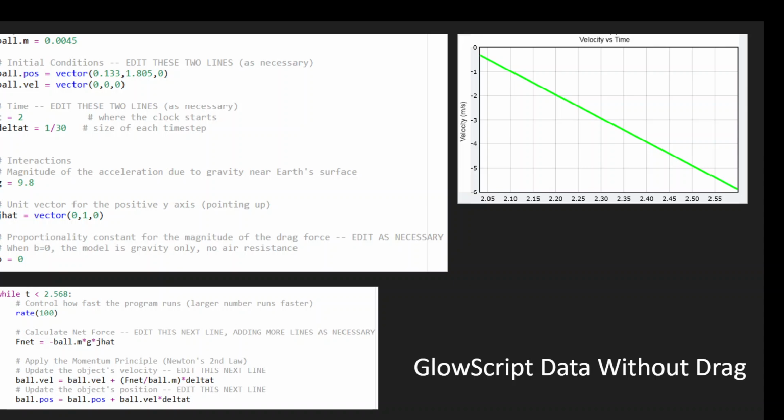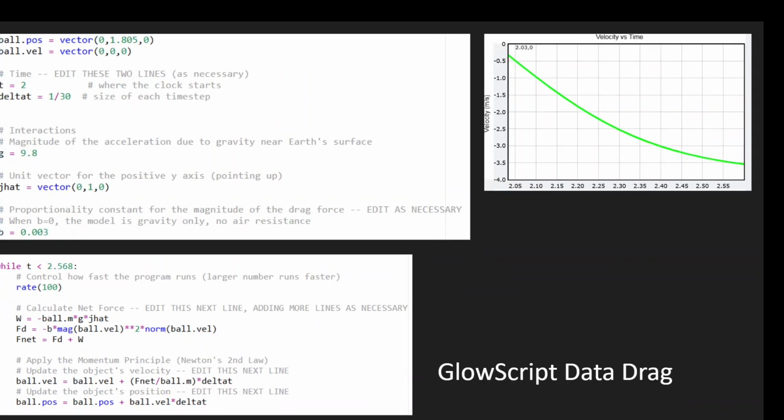When the b constant equals 0, the model is gravity only, and there's no air resistance. So the total net force equals minus ball mass multiplied by g hat, and the ball velocity vector is updated every time difference, which is 1 divided by 30, and the ball position is updated every time difference. And this is my GlowScript code with drag.